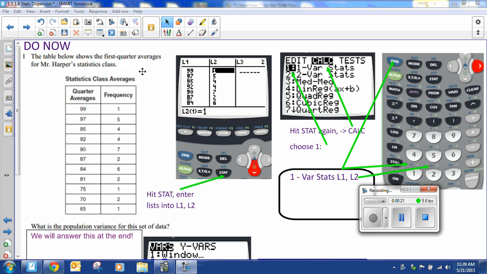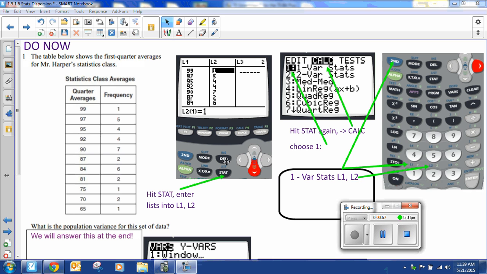The table below shows the first quarter averages for Mr. Harper's statistics class. So here we have a table with two columns. The left column has quarter averages, the right column has frequencies. For example, there's only one person who made a 99 average, 7 students made a 90 average, 6 students made an 84 average. So you guys get the picture here. This is the frequency and this is the averages. What is the population variance for this set of data?